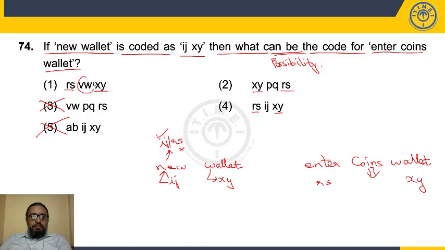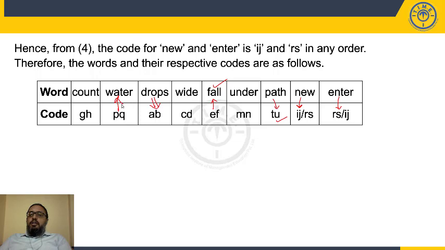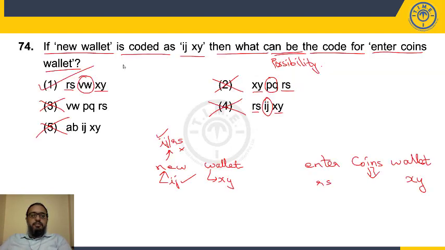So the codes are VW, PQ and IJ. It is definitely not IJ because IJ is already given for new. So fourth option is ruled out. So is it VW or PQ? Let us check. PQ is given for water, so I cannot use PQ again for a different word, coins. So it cannot be PQ. So second option is also ruled out. And the only remaining option is the first option, which is VW. Okay, so VW can be given as the code. That's your answer. Got it? Okay, yeah.